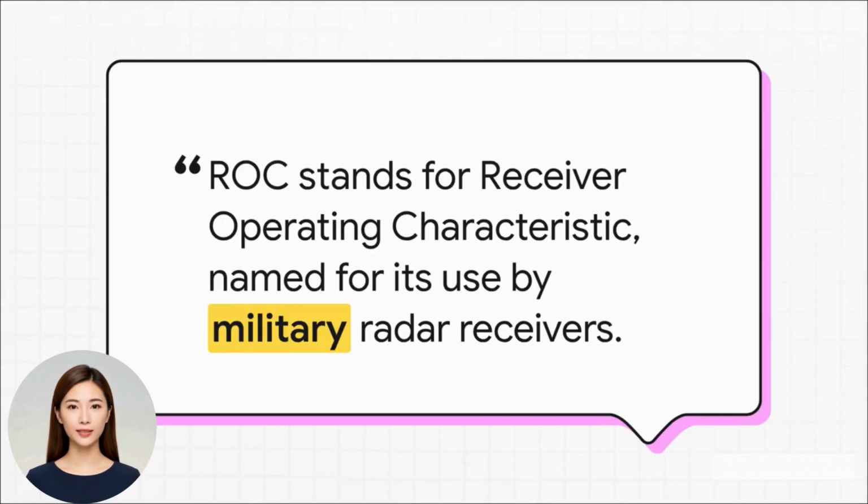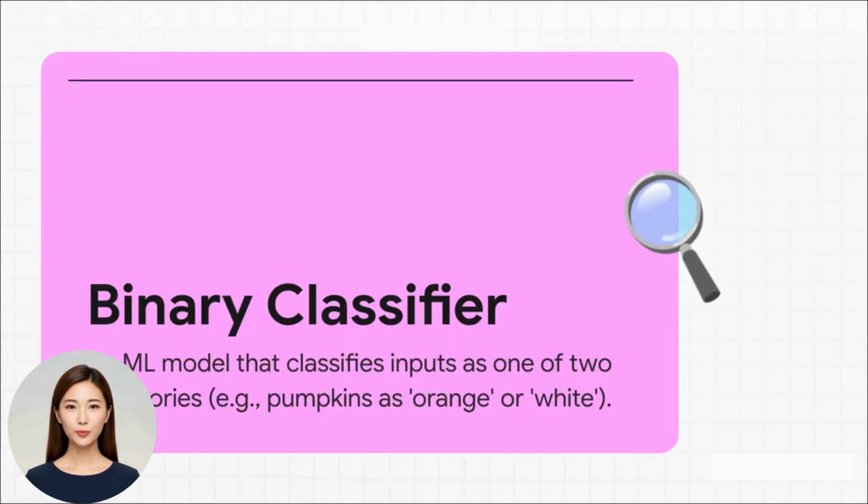Yep, that's right. Before it was a go-to tool in machine learning, this technique was helping radar operators tell the difference between an enemy plane and just random noise during World War II. Pretty neat, huh? So to see how that applies to our models today, we need to get a handle on three key ideas. First off, the type of model we're talking about.